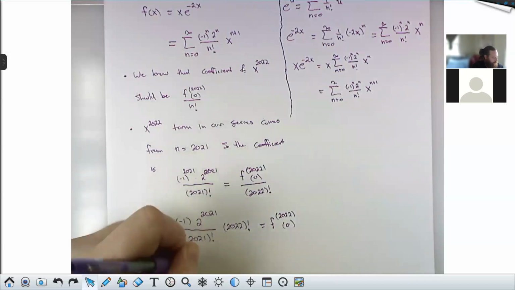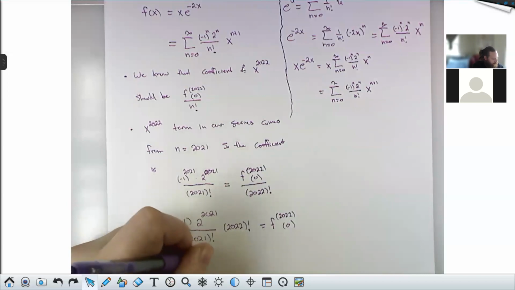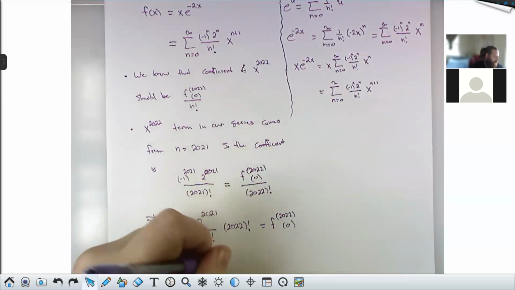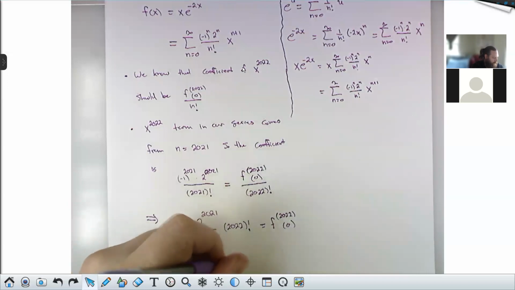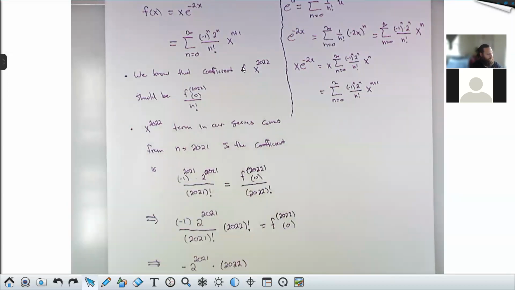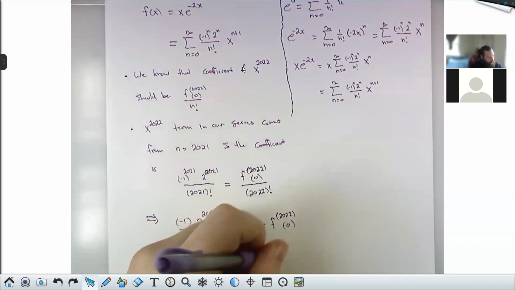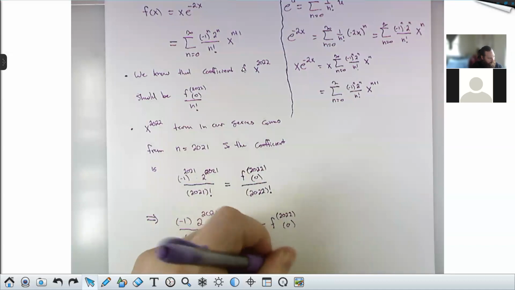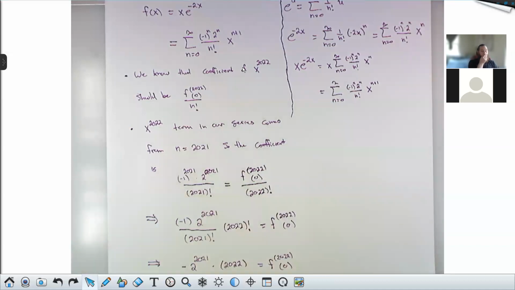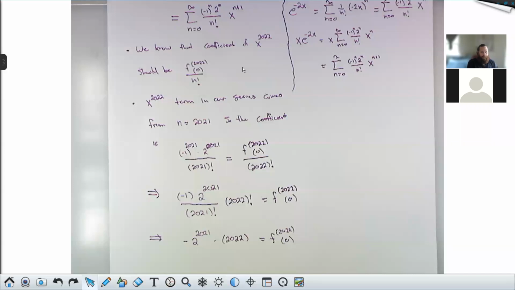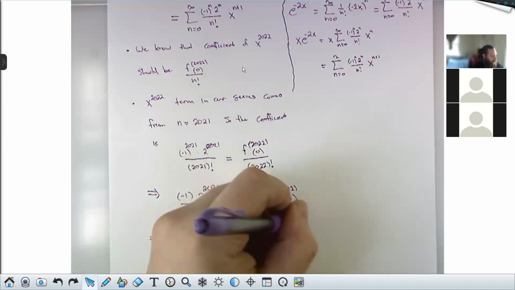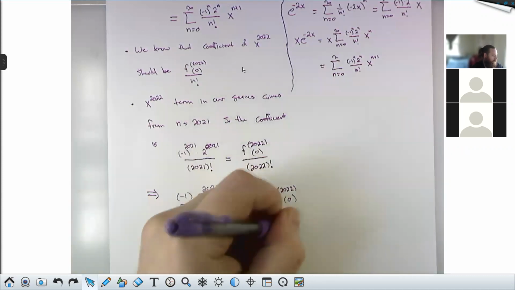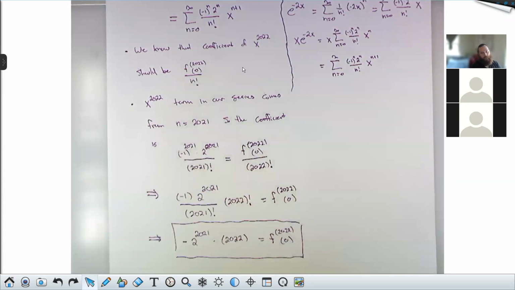You're going to get -2 raised to the 2021 times the only term that survives from the factorials, which is the 2022. And this is what we're looking for at 2022 at 0. It's an enormous number, right? And you certainly would not want to get there by taking 2022 derivatives of the original function. You can get there very cleanly by using the power series.